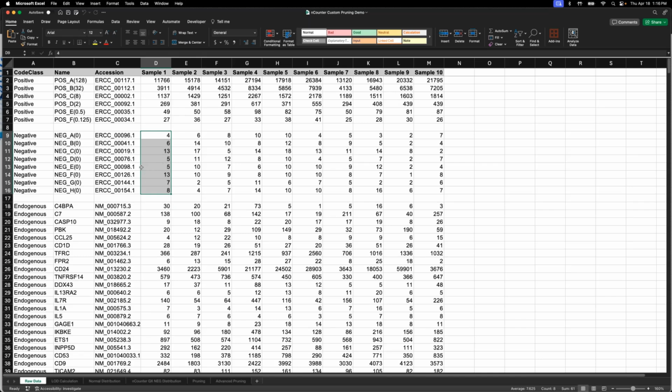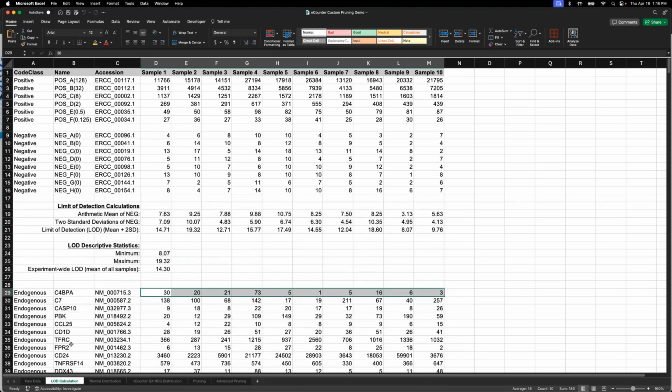So to start this exploration and explain conceptually what I mean by pruning of low expressors, I'm going to move to the next tab. I'm going to take this data, we're going to move over to the next tab, and I did a few calculations that I want to show you. And that's shown here. So let me break this down for you.